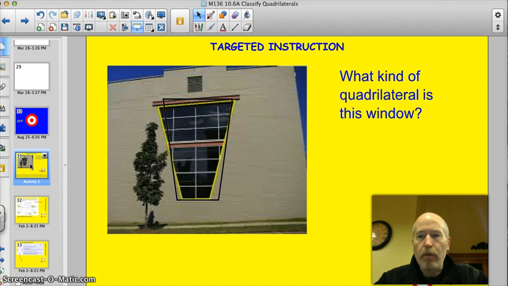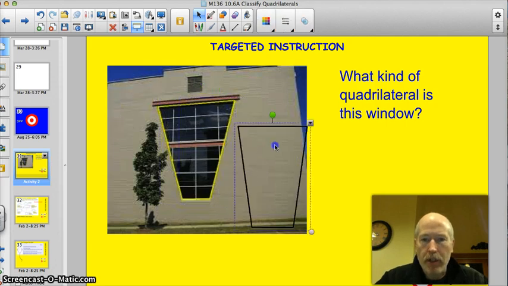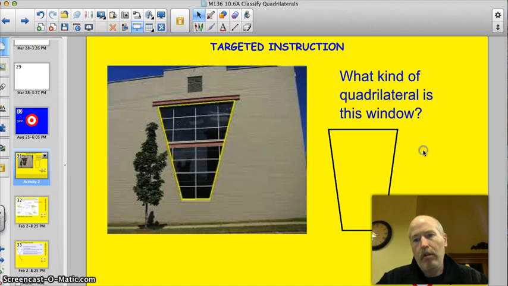Very simple question. What kind of quadrilateral is this window? All right, well, let me just slide away this image here and give you a better look at it. It's upside down. We don't usually see them this way, but it's still a trapezoid. A trapezoid has one set of parallel lines. The other set is not parallel. So there we have a trapezoid.